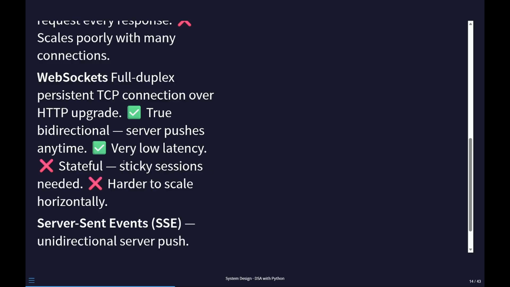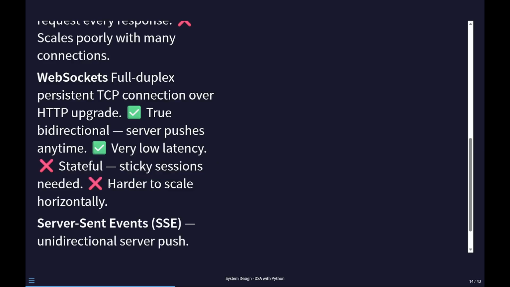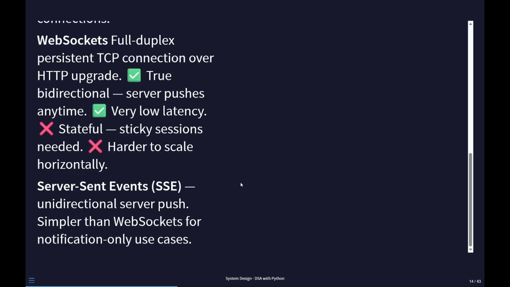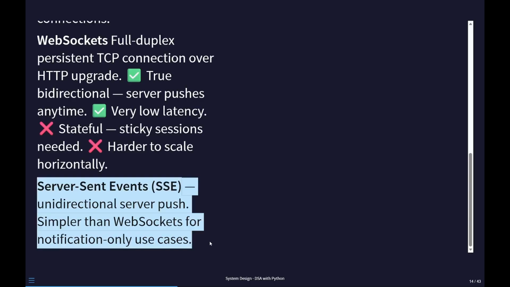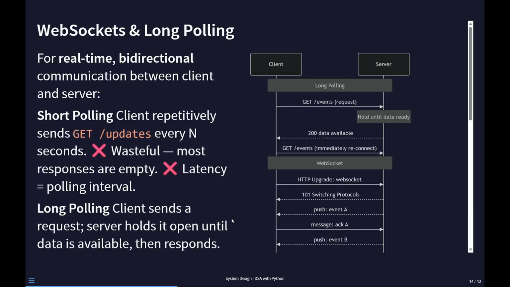WebSocket connections are stateful. If you have multiple servers, a client connected to server 1 cannot receive pushes from server 2. You need sticky routing, or a message broker between servers. Server-sent events is a lighter alternative, unidirectional server push over a regular HTTP connection. Great for dashboards and notification feeds, where you never need the client to send data on this channel.